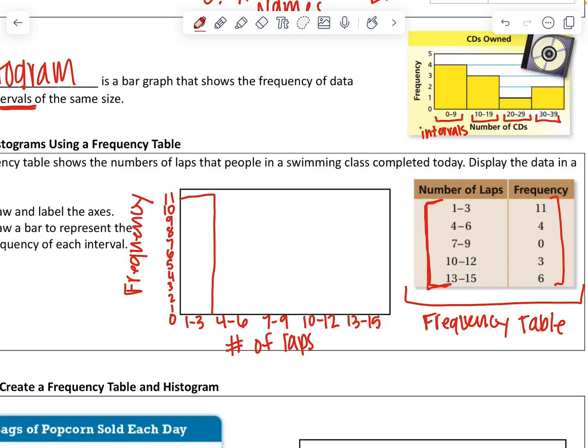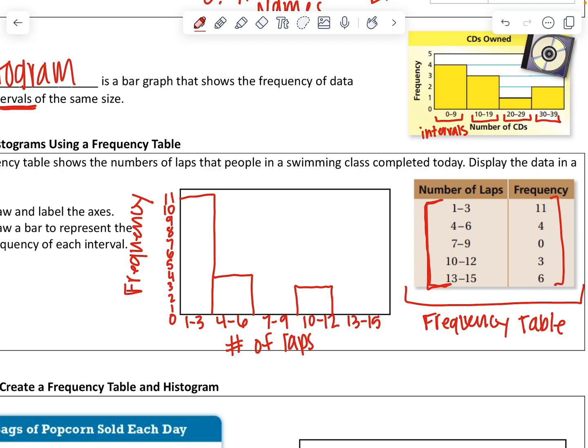So on this next one, for 4 to 6 laps, there were 4 people. I have to go up to 4, and they're going to touch like that. Okay. For 7 to 9, there were 0, so I just leave it blank. I don't do anything. For 10 to 12, there were 3, so it's going to be a little bit lower than the 4 to 6. And then 13 to 15 was 6, so this has to go up to 6. So my histogram should look like that.